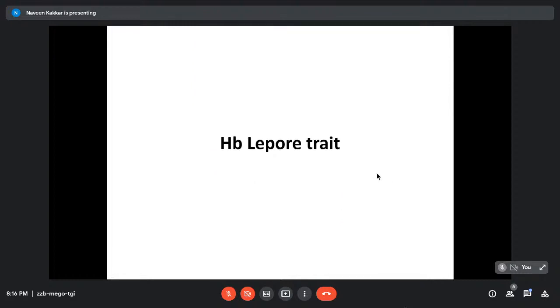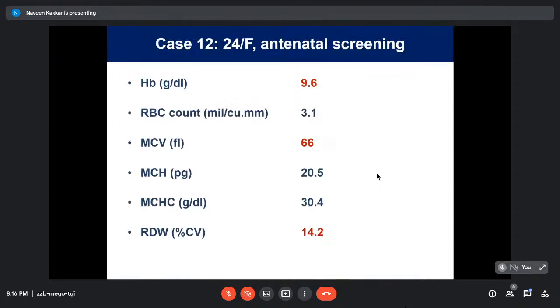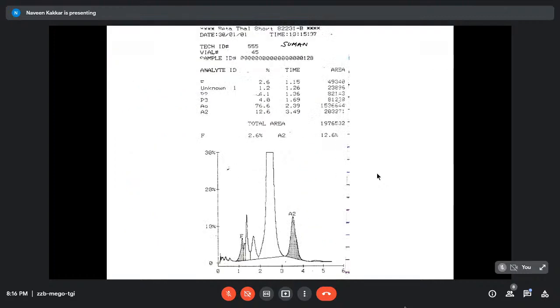So Lepore is not very uncommon in North India. You find odd cases, and they usually confuse it with the indices being completely like beta thal trait. But when you do their values, if the A2 is raised like this, it is a hemoglobin Lepore trait.